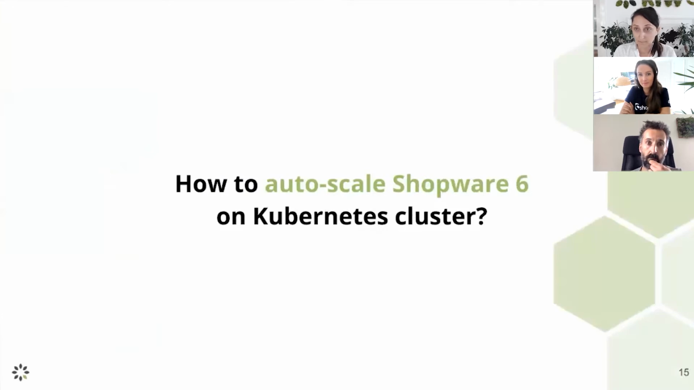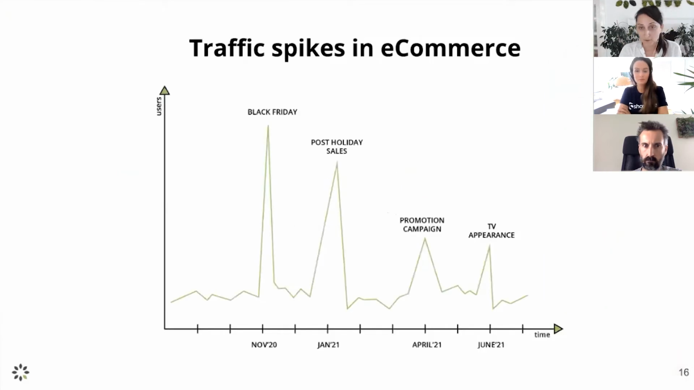Before I pass it to Tomek, one more piece of knowledge that I would like to share with you is how to autoscale Shopware 6 on a Kubernetes cluster. So as you know, because you all, I think, work in e-commerce, we need to face traffic spikes and we need to deal with them. They can be caused, of course, by different events like Black Friday or some campaigns. Sometimes a TV appearance can cause quite a big traffic spike, and the infrastructure needs to be ready for that.